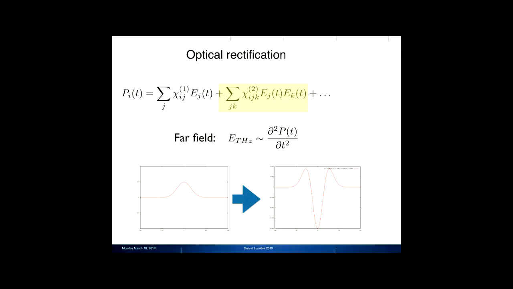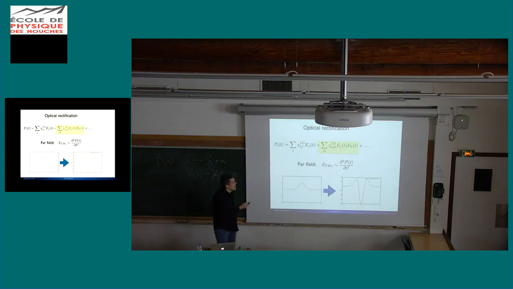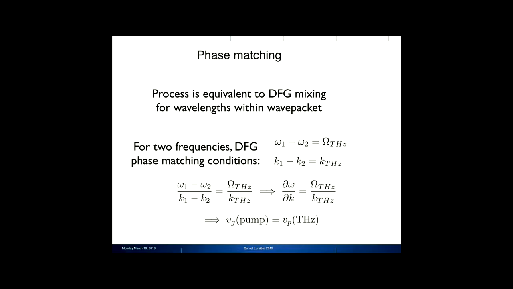All right, so in the far field, what's actually emitted that comes out of the crystal is actually the second derivative of the polarization density. And so this bump becomes this kind of wiggle. And so that's closer to what you would actually expect to see come out of the whole thing. All right.